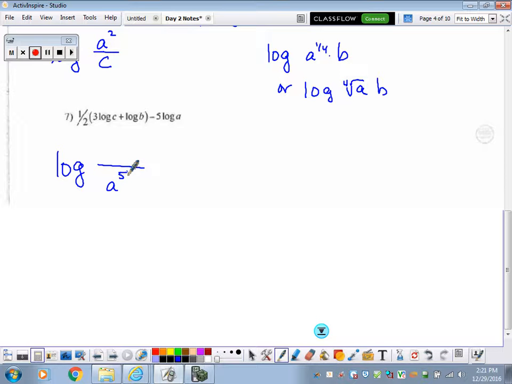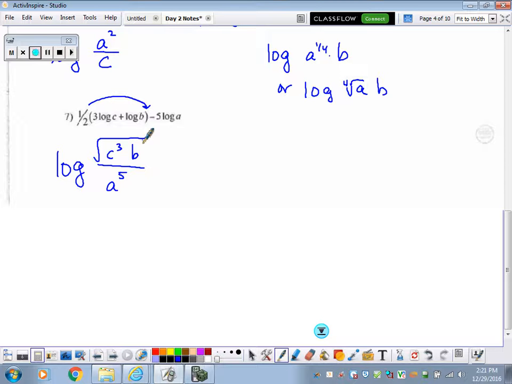Now, what's going on with my numerator? Let's see, I've got a C and a B. The C is raised to the 3rd power. The B is not, but the whole thing has a 1/2 out in front. So if I bring the 1/2 back up as an exponent, the C to the 3rd times B, all of it will be underneath the radical because it's raised to the 1/2 power.